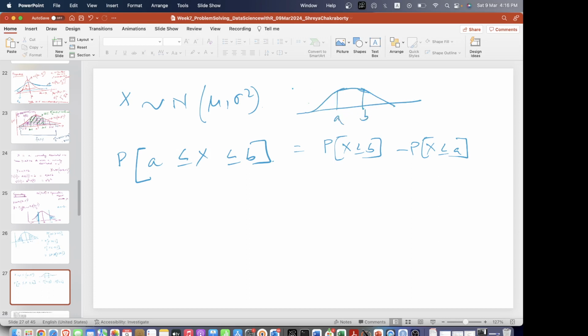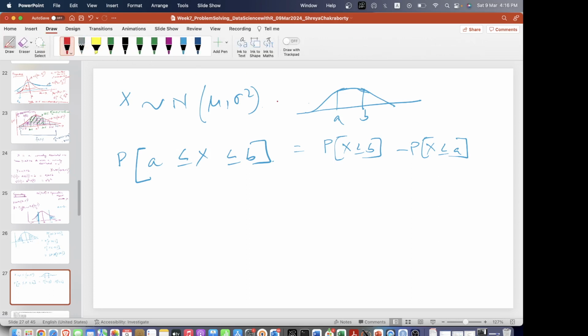First I am calculating the probability till b, sorry, and then I am subtracting this part, probability till a. Then I am getting the required probability that I have. So I can readily go ahead and do this. But with softwares it's very easy to do. But if you have to do it analytically, sometimes you can also do it like this.